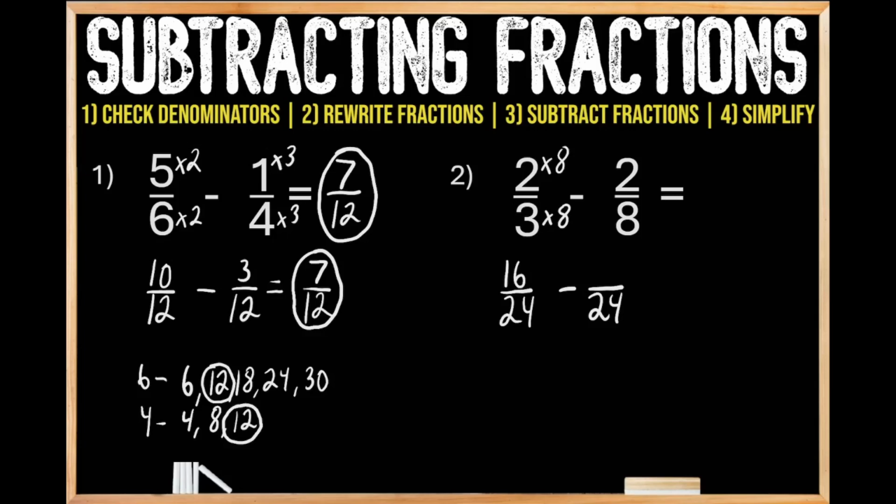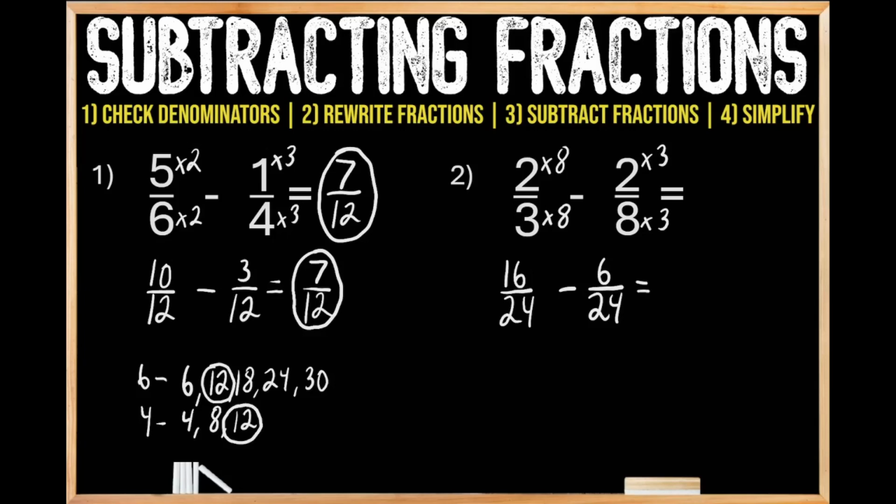16/24. Now for the second fraction, we had to multiply our denominator of 8 by 3 in order to get the common denominator of 24. So we're going to do the same thing to our numerator up top. And when we multiply 2 times 3, we get 6 for the equivalent fraction of 6/24.